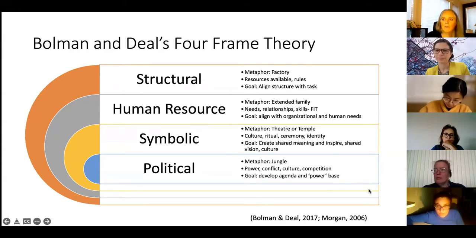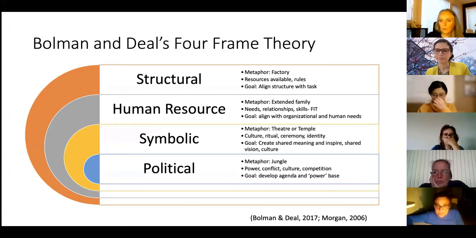The structural frame is rooted in that factory or machine metaphor. It comes out of that Taylorian understanding of organizations, or that sort of positivist view of research. It's really about how the structure of the organization, the task, the technology, the environment aligns with the organizational goals. And things like policies and rules and guidelines are the resources available to people in the organization to help them with that alignment.